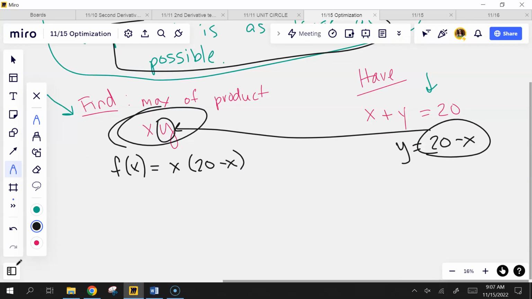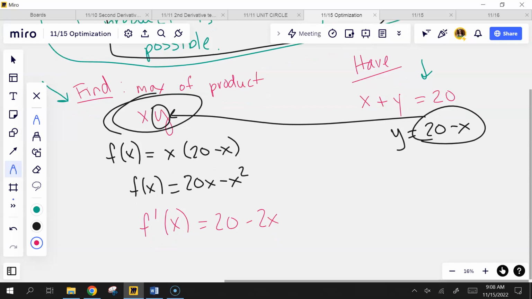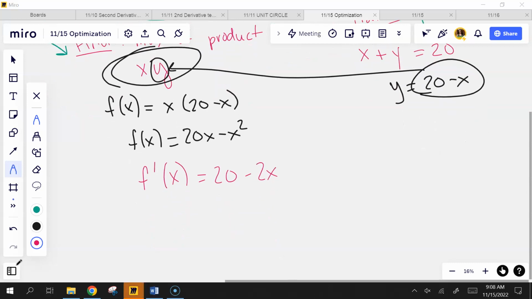So to do that, first derivative test, right? I don't want to do product rule, so I'm going to do 20x minus x squared. We're in Algebra 2, this is an easy one to find a maximum of because it's just an upside down parabola, but since we're in calculus, we'll derive it. So we have 20 minus 2x, set it to 0. What's my x value here? 10.